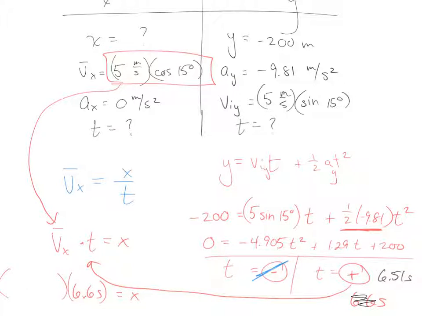Take 6.51 and plug it in over here in the x direction, 6.51, and then 5 cosine 15 goes in right here. Multiply those numbers. What is your answer going to have as far as units for x? What are the units for x? Meters. What does x actually stand for, though? Displacement, which is measured in meters. Horizontal displacement.